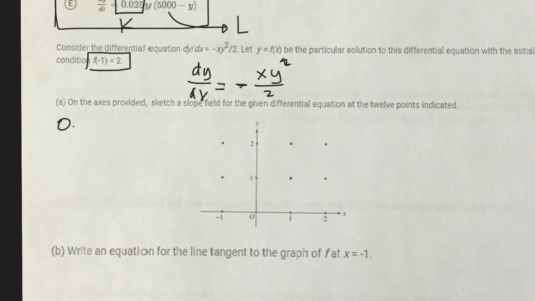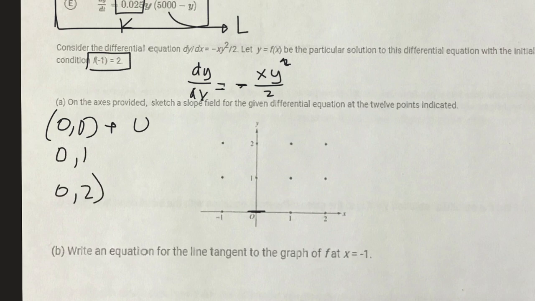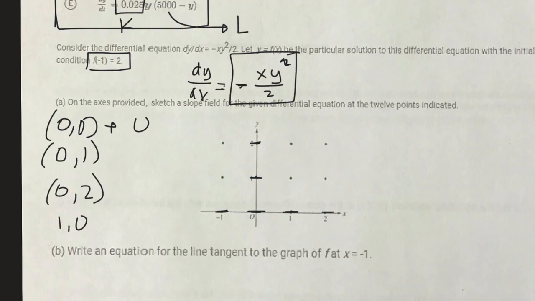Let's start with (0, 0). When we use (0, 0), that's 0 times anything, so that's 0. In fact, anytime x or y is 0, because we're multiplying on top here, we're going to have ourselves a 0 slope. 0 divided by 2 is 0. So at all the zeros, at (1, 0), (2, 0), (-1, 0), all these points, as long as there's a 0 in your coordinate, we're going to have a slope of 0.